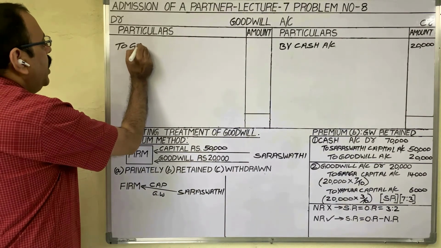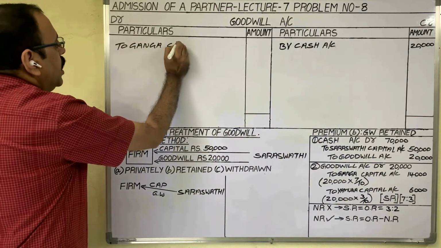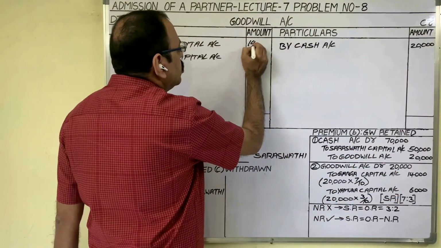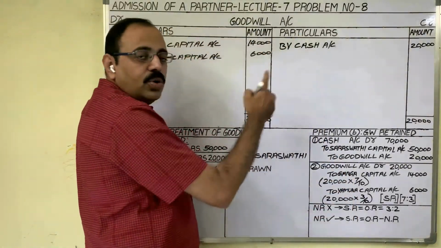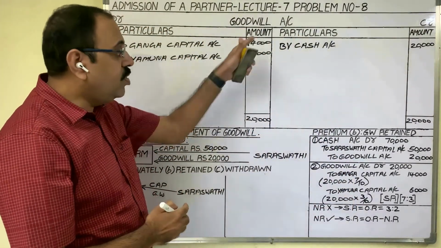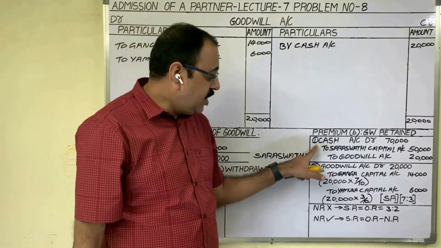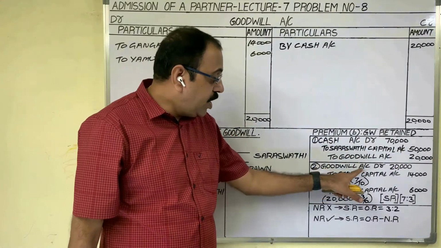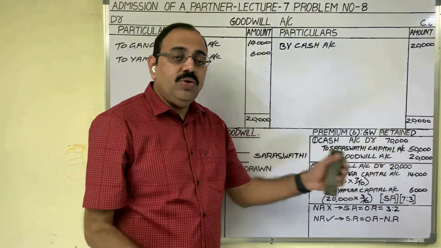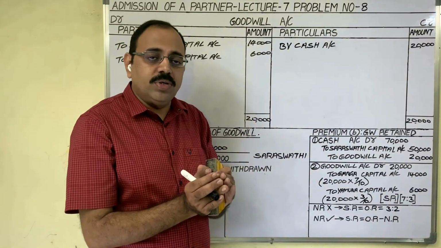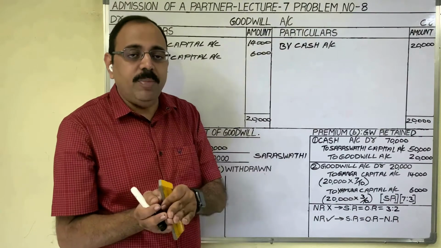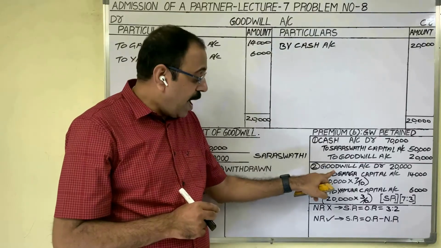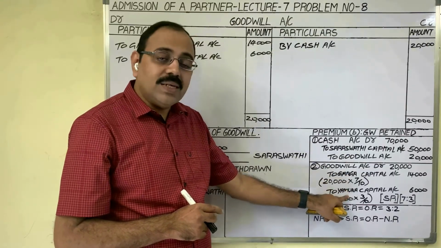What to write? Credit account names: To Ganga capital account, to Yamuna capital account. These two amounts: 14,000, 6,000. Put the totals on both sides. The goodwill account is closed. There is no balance carried down in the goodwill account because in the first entry we credited the goodwill account with 20,000 rupees. In the second entry we debited the goodwill account with the same amount. So for any account, with the same amount, once you credit and again you debit, then that account will get closed. We have closed this goodwill account by transferring the balance to the old partners' capital accounts.